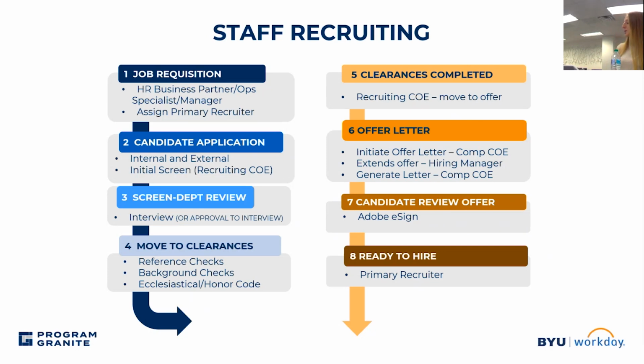Next, we're going to have our screening and department review, our interviews. Then we'll move them to clearance. That's where the reference check, background check, ecclesiastical, and honor code happen. We're going to talk about each of these steps more in depth. This is just our overview. And then next, our clearances are completed and we're ready to move them to offer.